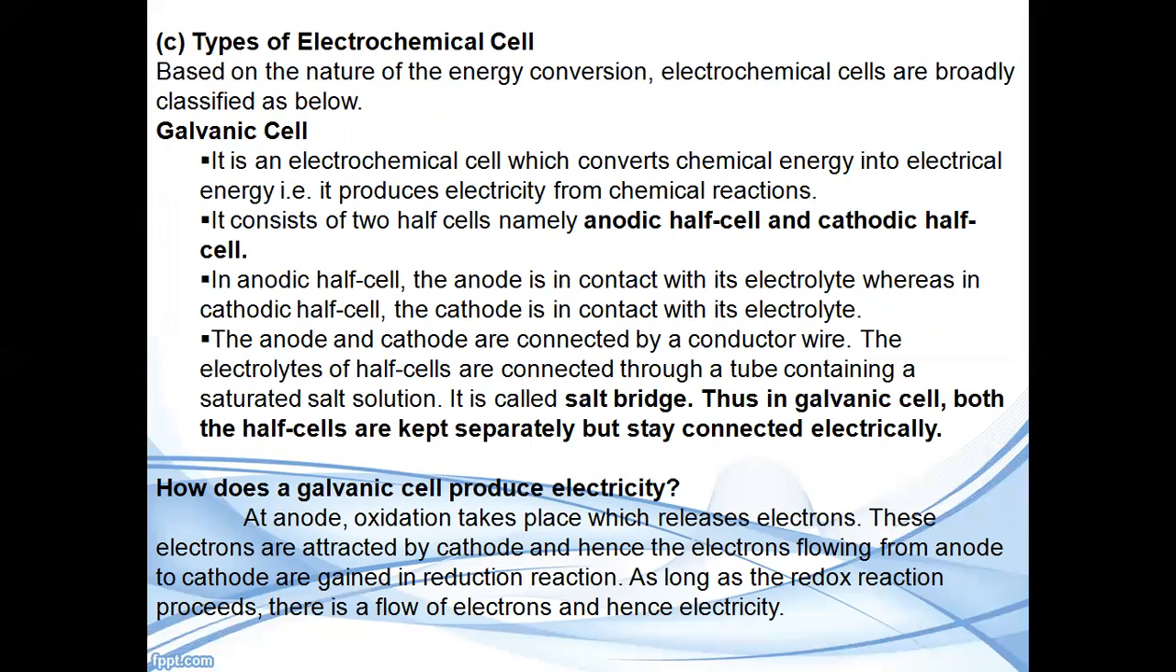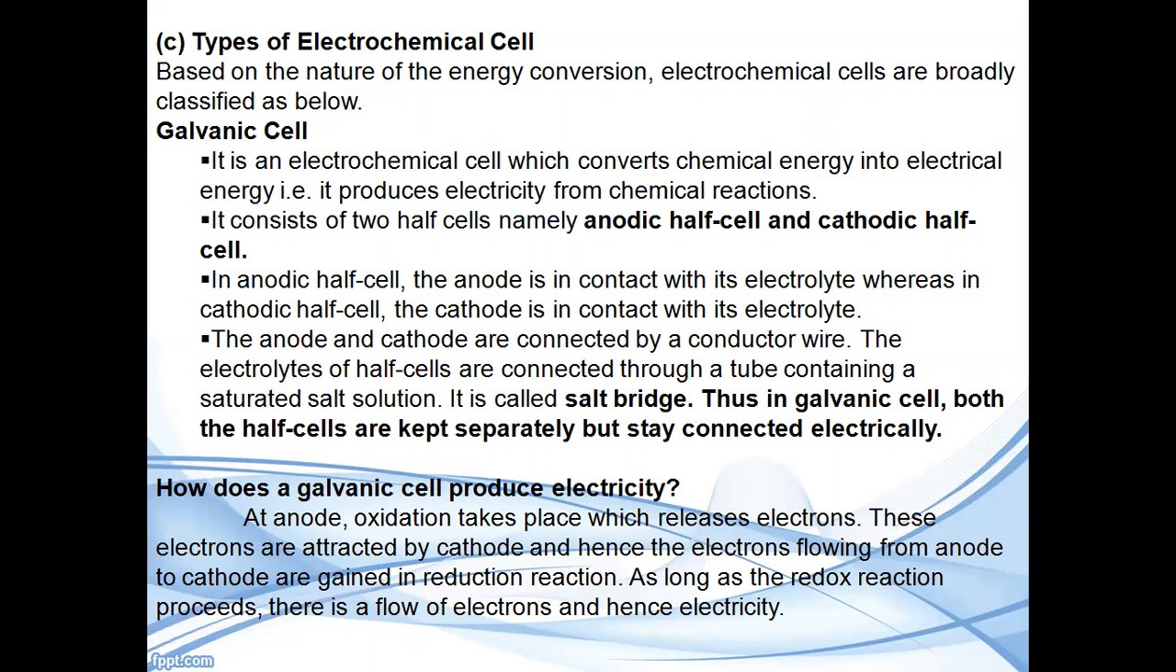So the galvanic cell contains two half cells. One is the anodic half cell and the other is the cathodic half cell. Anode is positive and the cathode is negative. So the anodic half cell is in contact with its electrolyte, that is the anode electrolyte, and the cathodic half cell is in contact with its electrolyte, that is the cathode electrolyte.